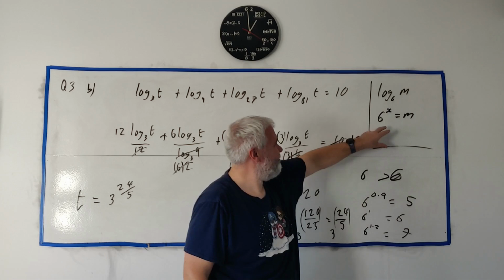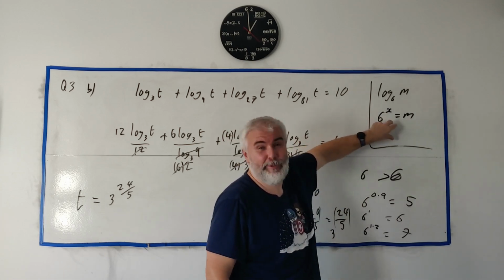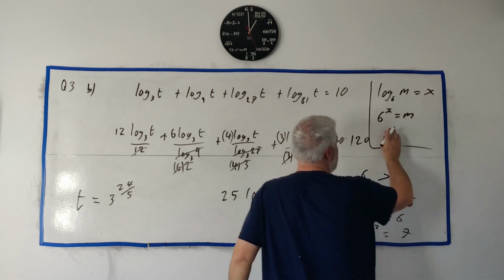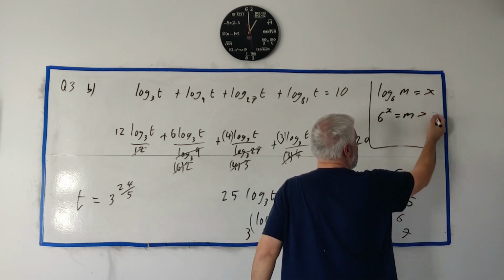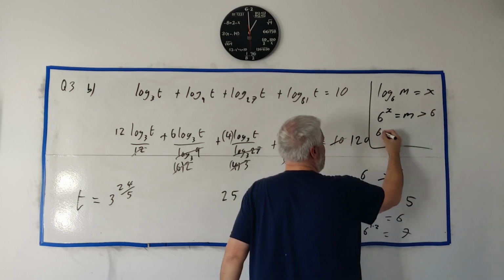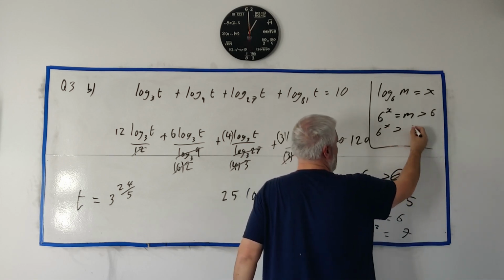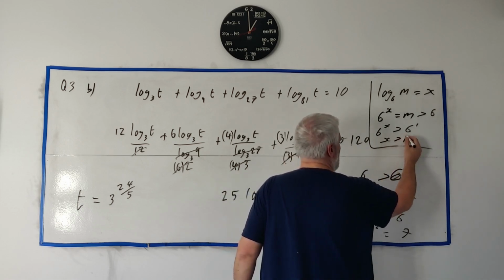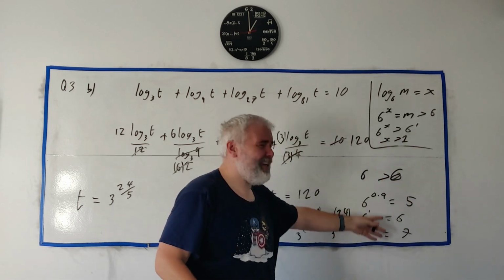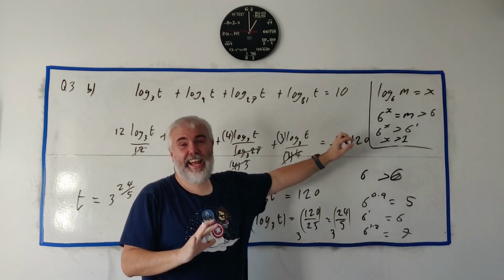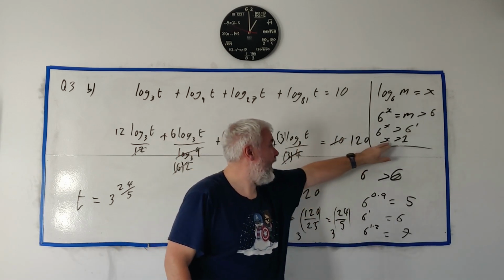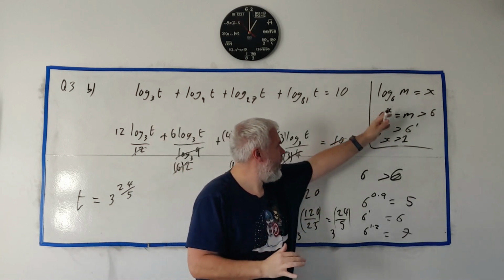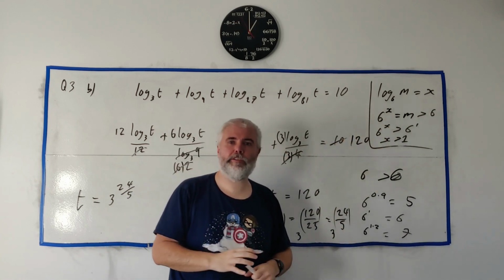Another way sort of hints at the idea of what I did up here. Let's see, this would mean this is equal to x. If m is bigger than 6, that means 6 to the power of x is bigger than 6 to the power of 1. And that means x is bigger than 1. Similar idea as there. Just basically saying x is bigger than 1 is enough for that. But I guess you need to get your head around what the log and the powers mean.